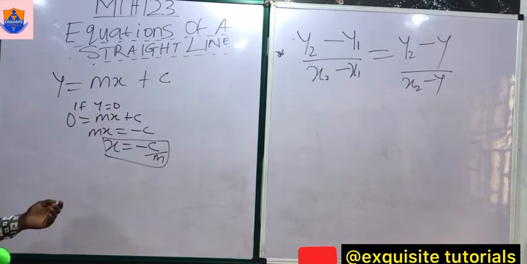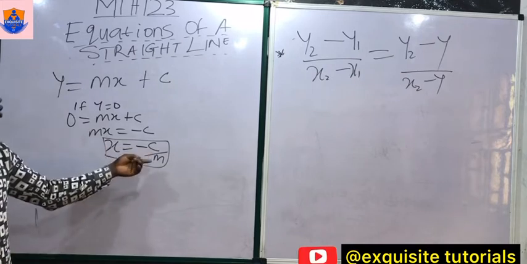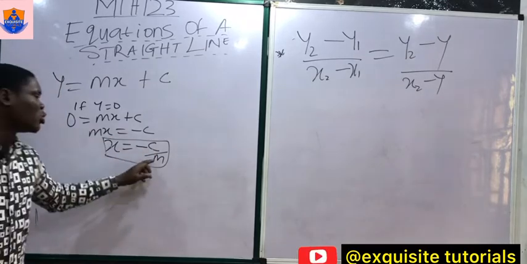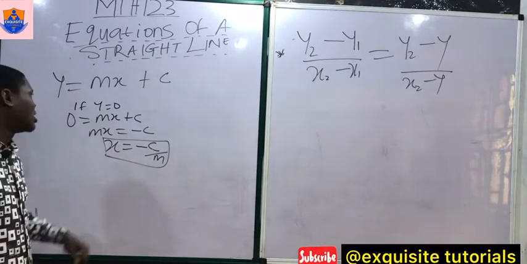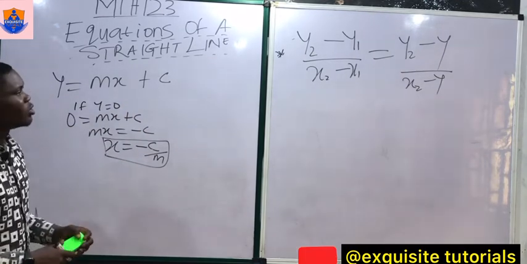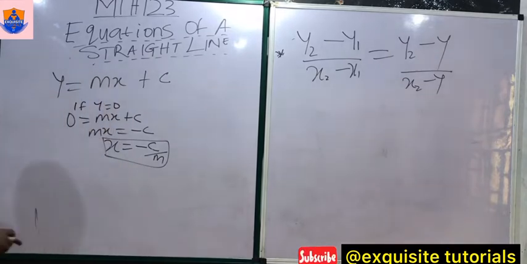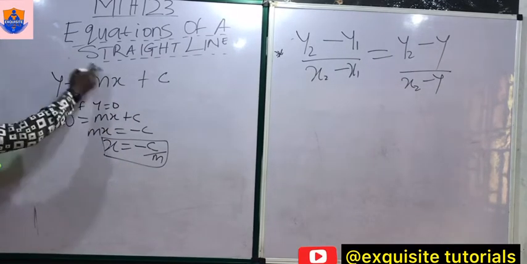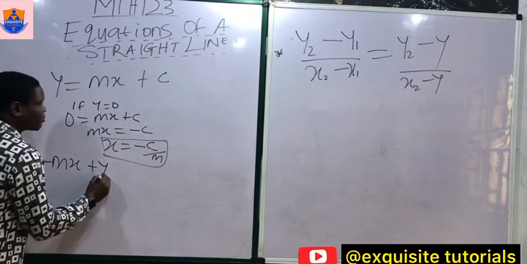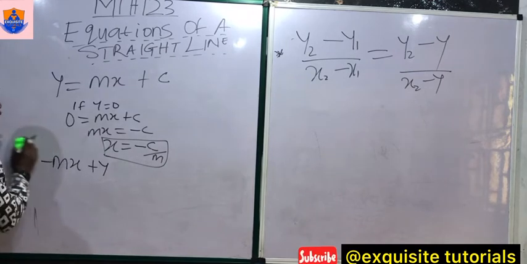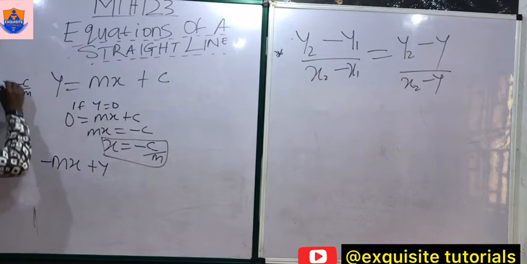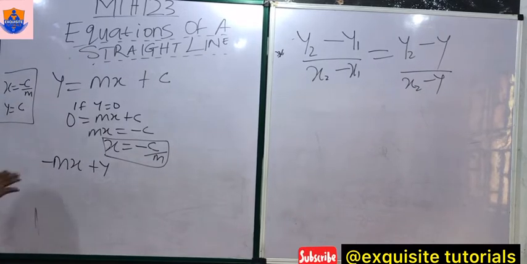So if you know the gradient of a straight line, and you know the intercept on the y-axis, when you do minus c over m, you get the intercept on the x-axis. But that's not what we are trying to portray here. I'm using this to establish a fact before we start talking about the fourth form of a straight line. Now, if I take this mx to this side, I will have minus mx plus y. Okay, let me note that the intercept on the x-axis is minus c over m, and the intercept on the y-axis is c. Let me keep this one here because it will be very useful.